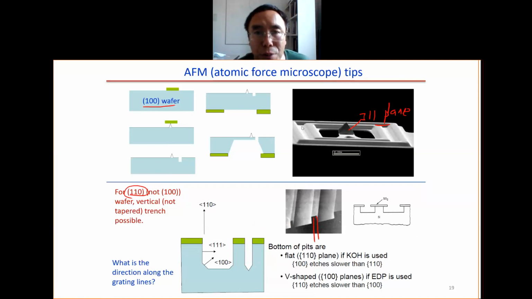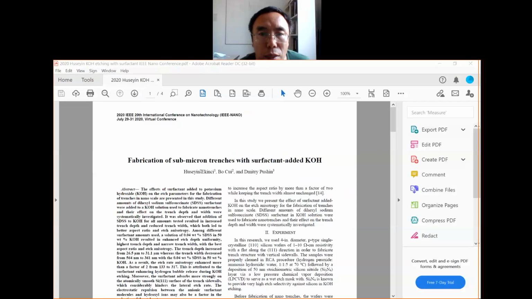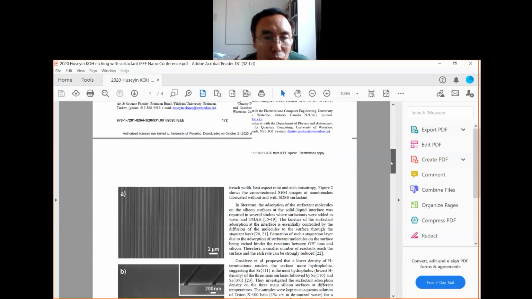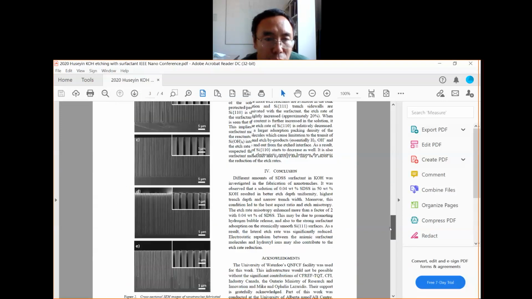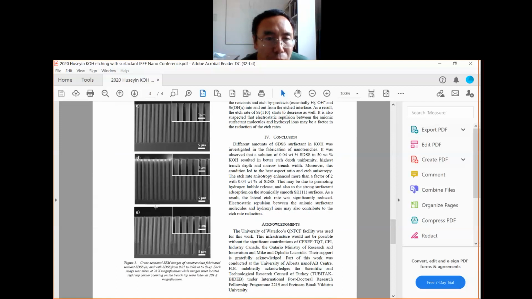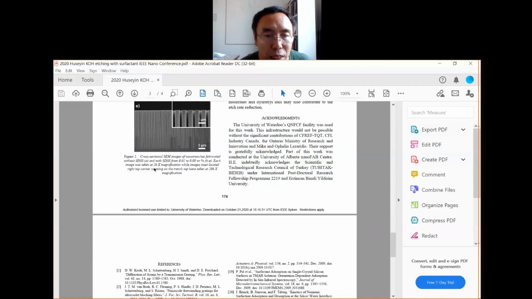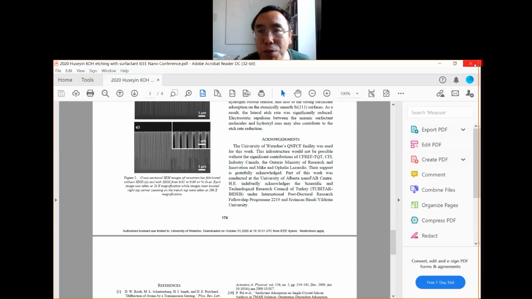I can show you a paper again. This paper is from our group and it was published last year. You can see how nice it is. We can really etch very deep and narrow, very high aspect ratio trenches by using the 110 wafer.